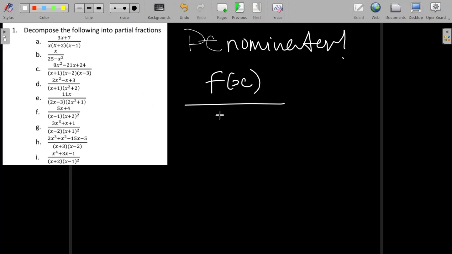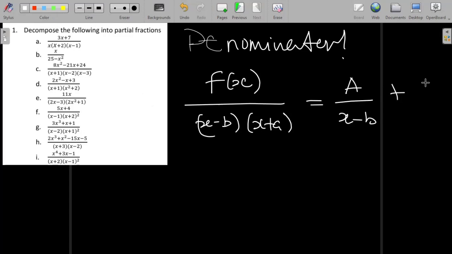Okay, so let's say we have f of x, and then the denominator is a denominator of linear factors, maybe say x minus b and x plus a. For us to decompose such, we're just going to say A over the first linear factor plus B over the second linear factor. Then we can apply the manipulation that we're going to be doing to decompose that fraction.